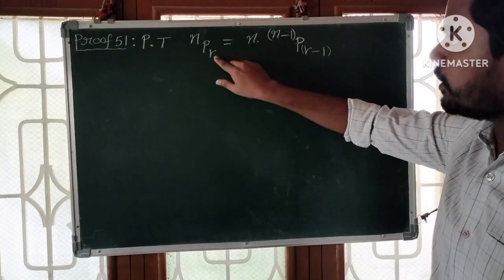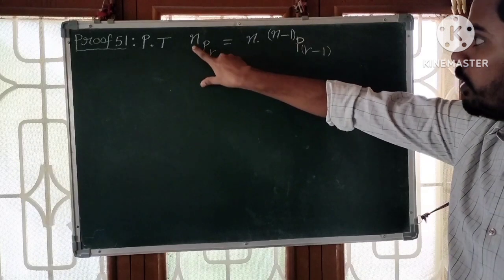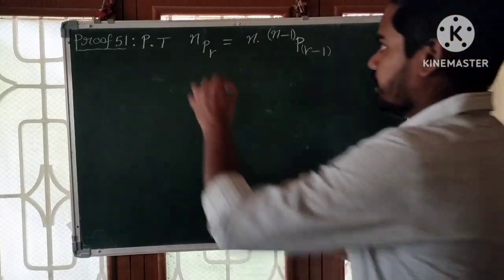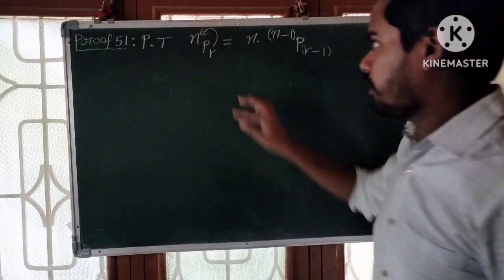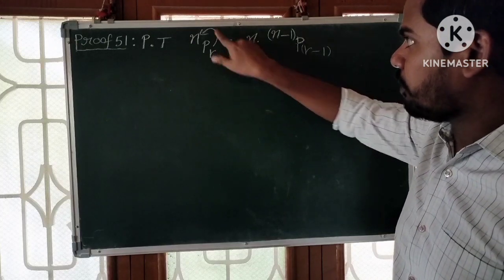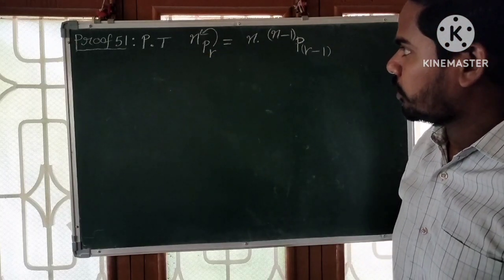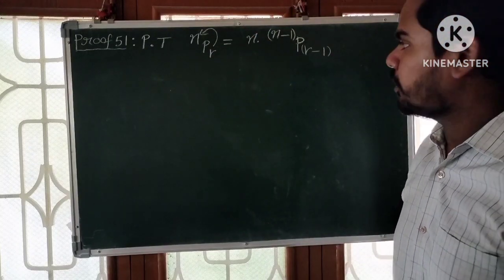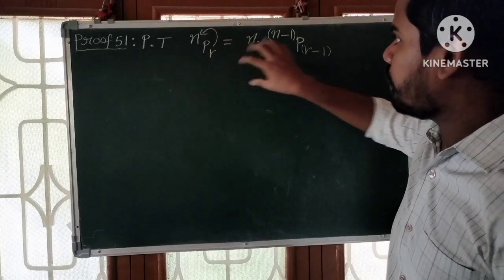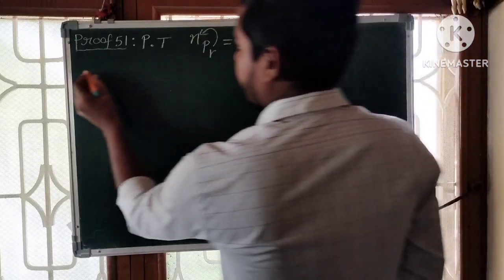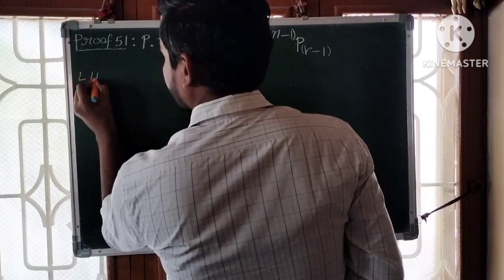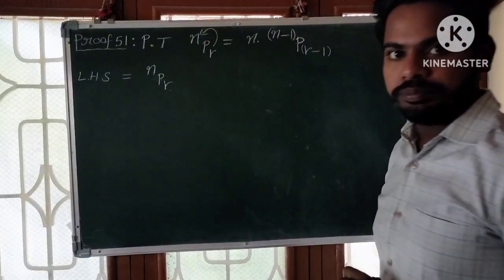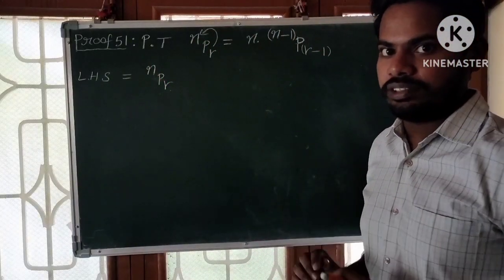So here nPr means, P for permutations. nPr means arrangement of r things from n things, the number of ways of arranging r things from n things. Anyhow, we need to prove nPr is equal to this. So let us take LHS as usual. Here LHS, the left hand side expression, is nPr.